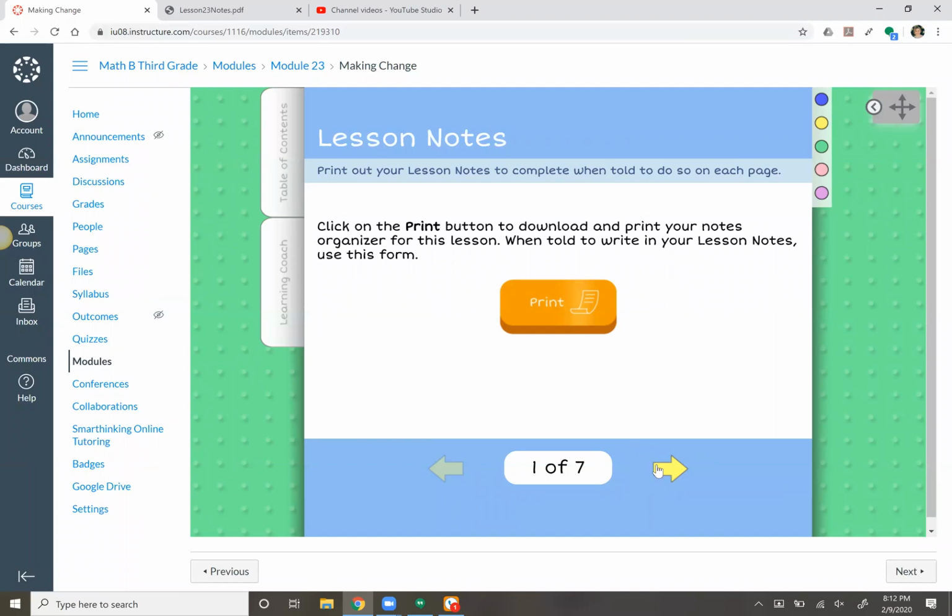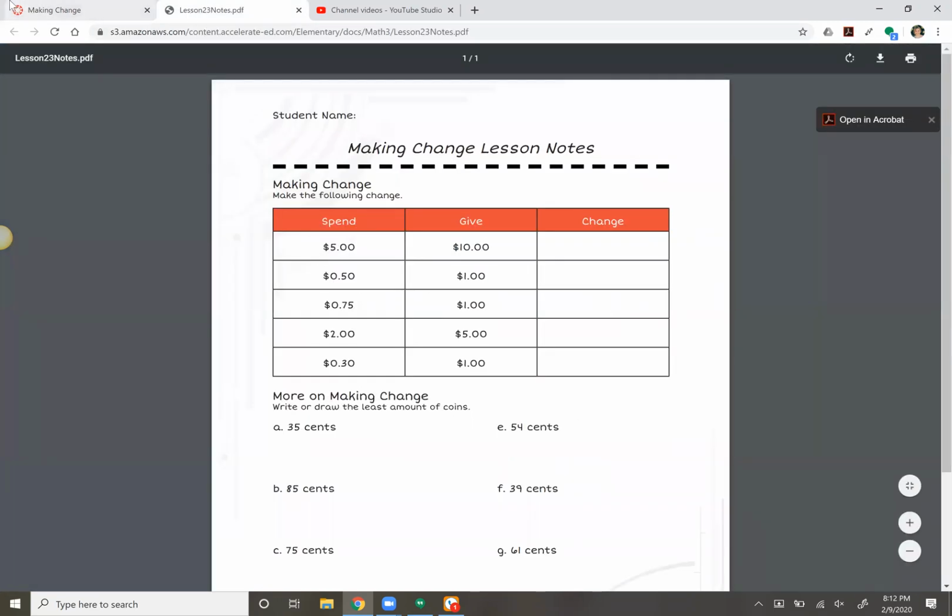So this week we are working on making change. And last week we worked on adding and subtracting money. So it's the same thing, just a little different phrasing. So first things first, you're going to open up your lesson notes, and I have mine up over here.